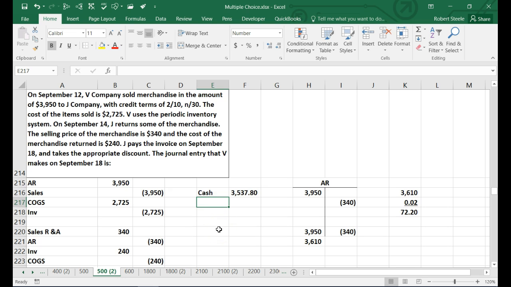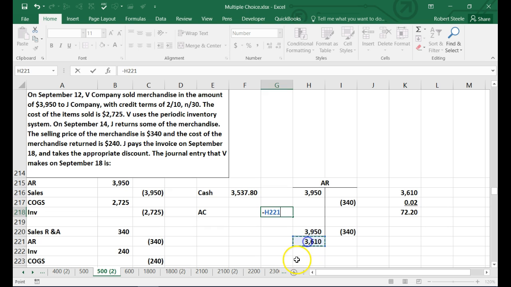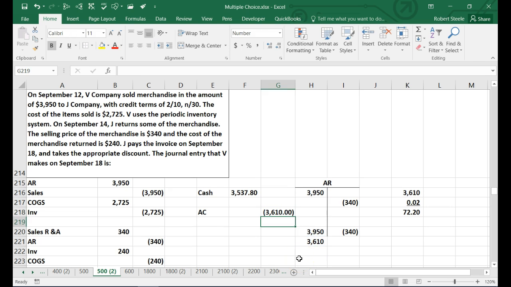So we got the cash, and then accounts receivable, I'll put this on the bottom, accounts receivable is going to go down, but it needs to go down by the entire amount here. So it needs to go down by the 3610, the entire amount that is in there. And then the difference, which we can calculate as, of course, the debits minus the credits, or it's also just this amount we have here.